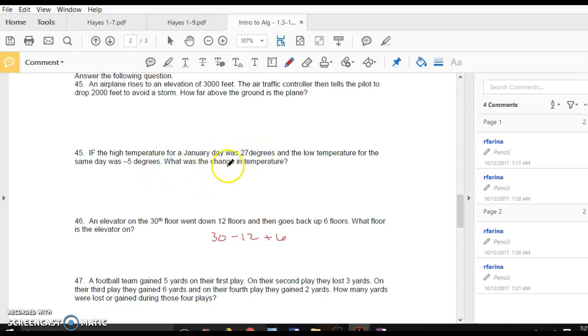The highest temperature for January was 27 degrees, and the lowest temperature was -5 degrees. What was the change in temperature? Remember, change, you're going to take the first temp and subtract the second temp. So you do 27 minus -5, but then you end up adding, which makes it a 32-degree change. If you think about it logically too, from 27 to 0 is 27 degrees, but then you have to go down another 5, which makes it 32 degrees.